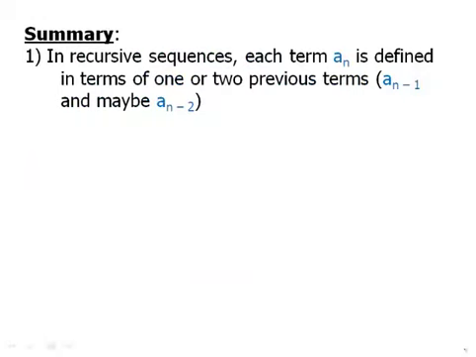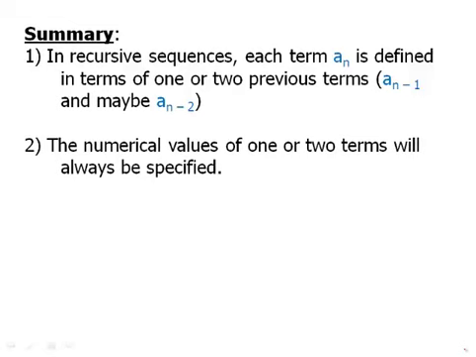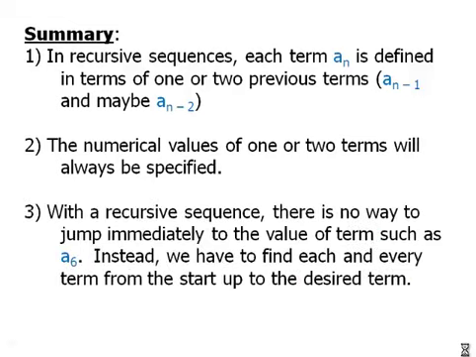In recursive sequences, each term, a sub n, is defined in terms of 1 or 2 previous terms. It's defined in terms of a sub n minus 1, and maybe in terms of a sub n minus 2. The numerical values for one or two terms will always be specified. With a recursive sequence, there is no way to jump immediately to the value of a term such as the sixth term. Instead, we have to find each and every term from the start up to the desired term.